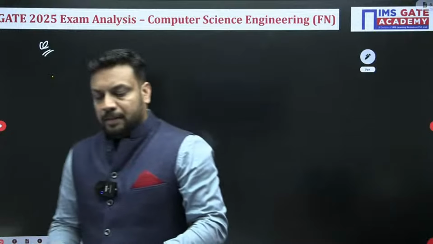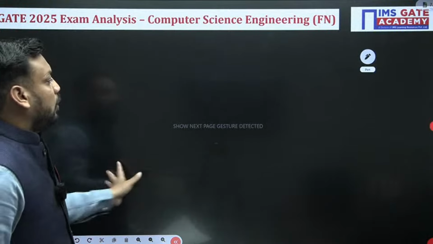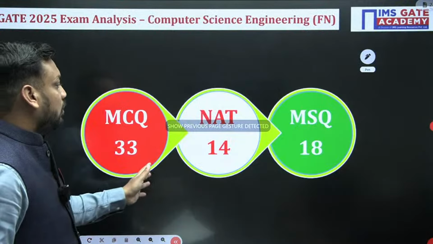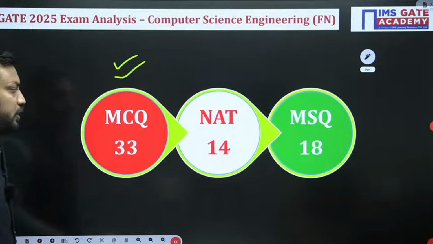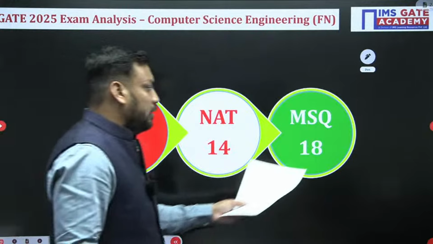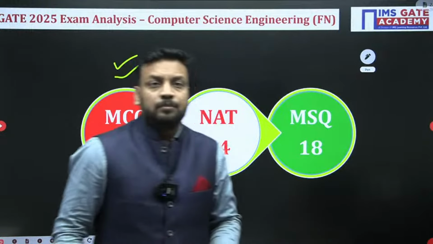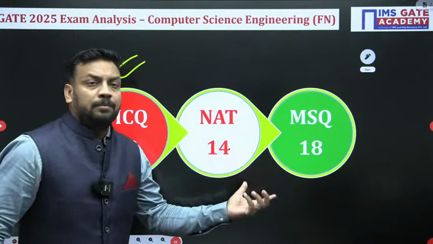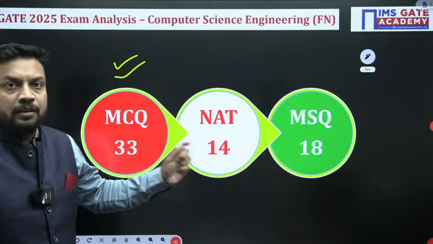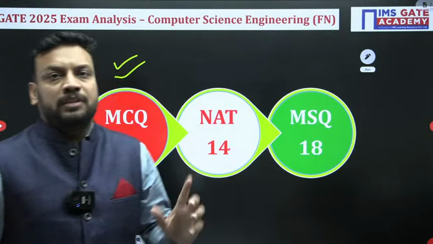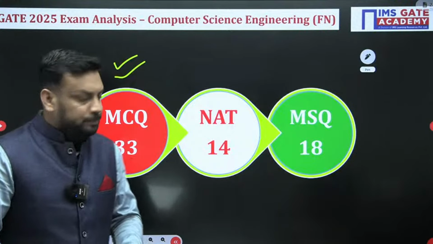So students, as I already informed you earlier, how many questions are MCQ, NAT and all. So total 33 questions are MCQ, NAT questions are 14 and MSQ questions are 18. I already made a short video on the same. So these are the pattern of questions that has been asked in GATE 25 Computer Science Forenoon. Today is 1st of Feb.